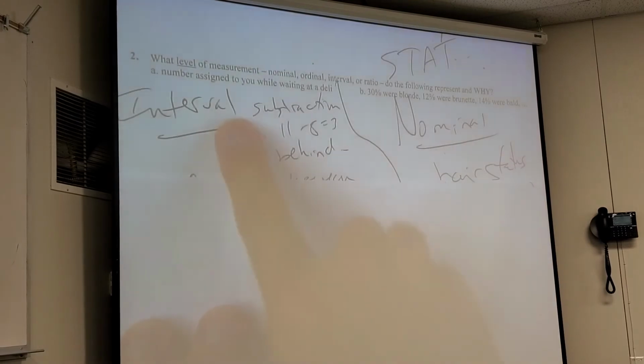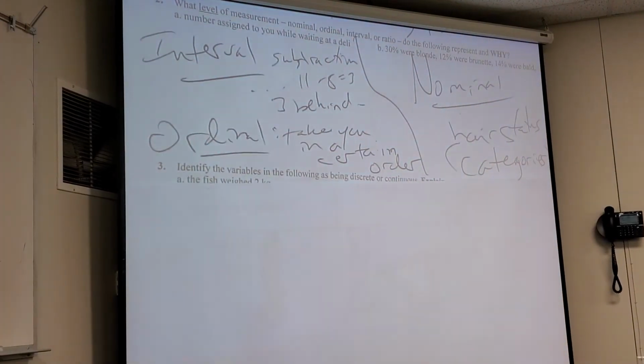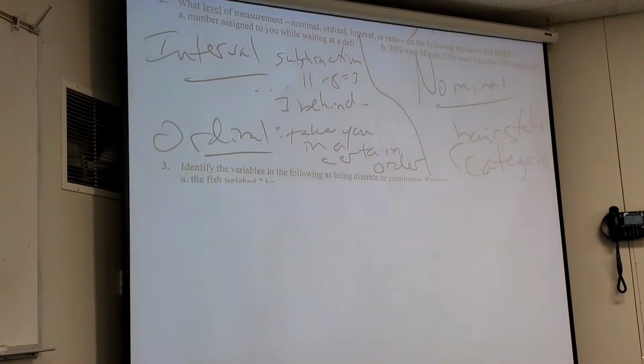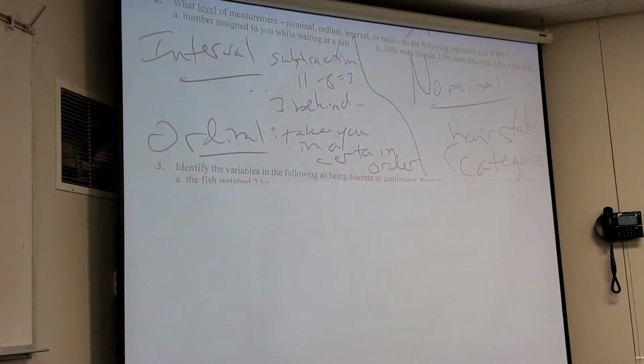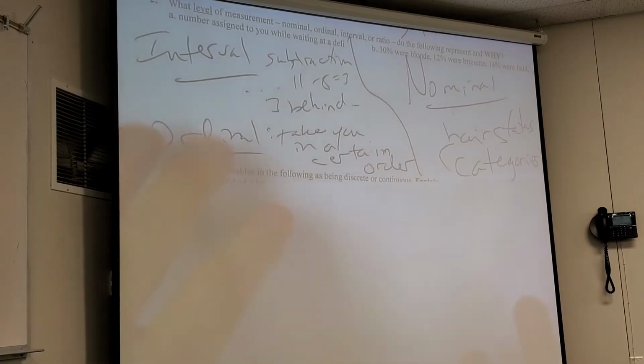But the fact that a deli gives them out actually in numerical order too means there's another possible answer. So I would accept ordinal, but I would also accept interval. Because if you're holding number 7 and somebody else is holding number 4, you are 3 people behind. So the subtraction does tell you something that makes physical sense. I would accept either one of those answers based on your explanation. That's why if you leave the explanation blank, you lose over half the points because it's the most important thing.